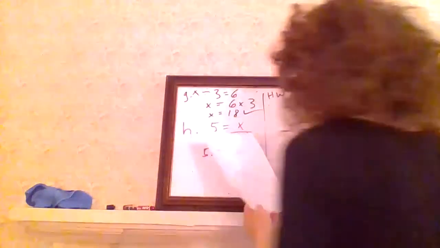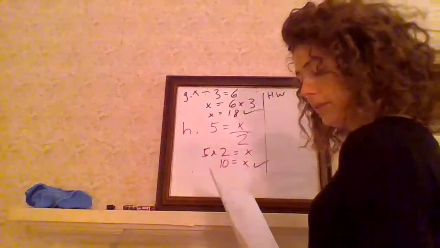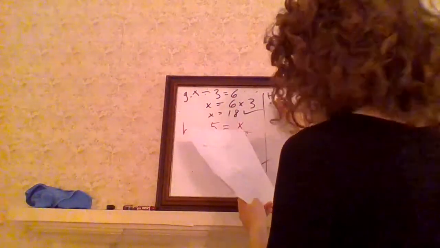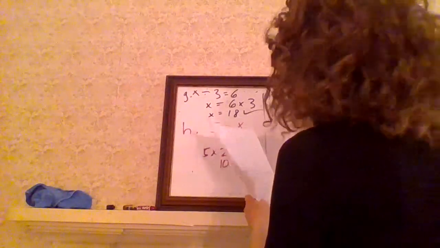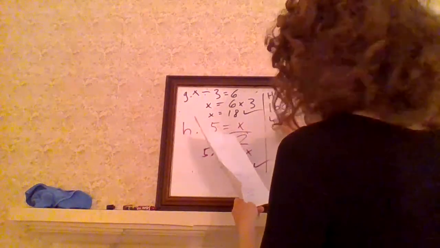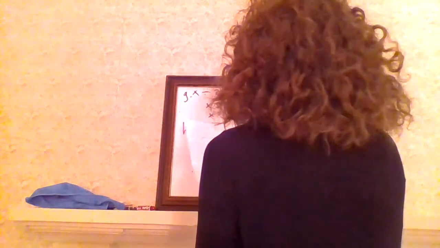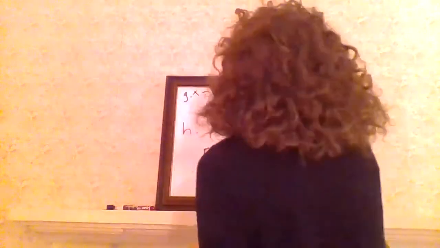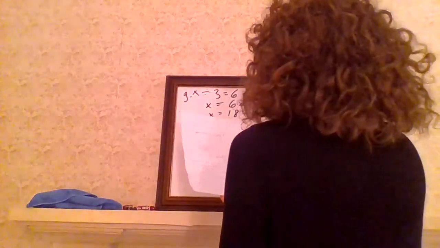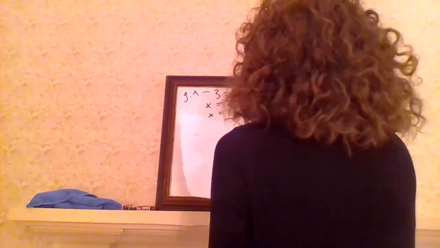So, homework. Oops, I forgot to write down the page. But it is number 1, B, C, D, E, and number 2 here. 2, B, C, D, E. I'm not going to do 3. Number 4, B, C, D, 5, B, C, D.